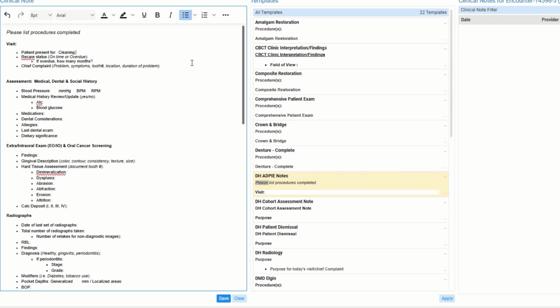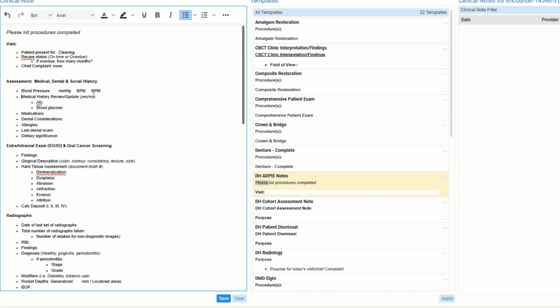And then also, whatever the patient says, make sure you put this in quotations. Now, let's just say the patient doesn't have a chief complaint. That's okay. Delete all this and write none. For assessment, you're going to put your blood pressure here, your pulse here, and your respirations.